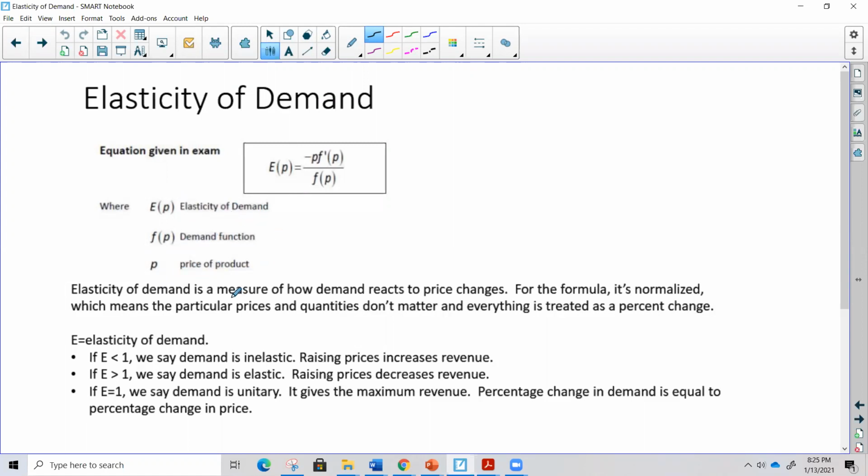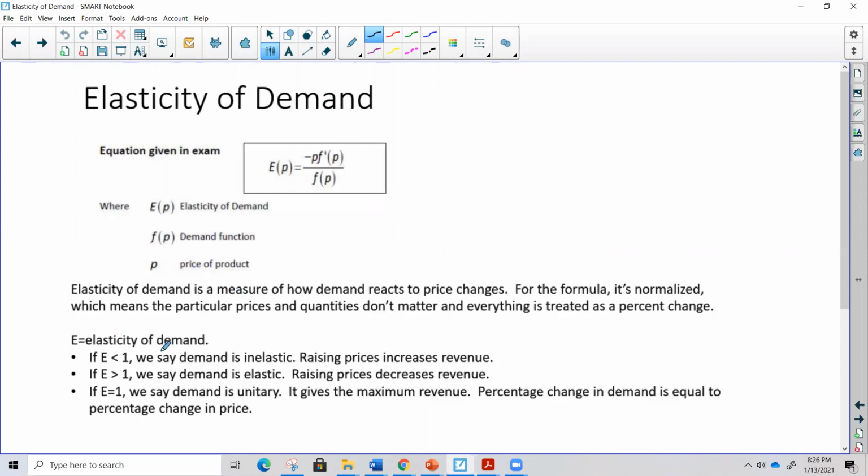So elasticity of demand is a measure of how demand reacts to price changes. For the formula, it's normalized, which means the particular prices and quantities don't matter and everything is treated as a percent change. So when we find E of P, it represents the percent change. Just keep that in mind when we're interpreting these.